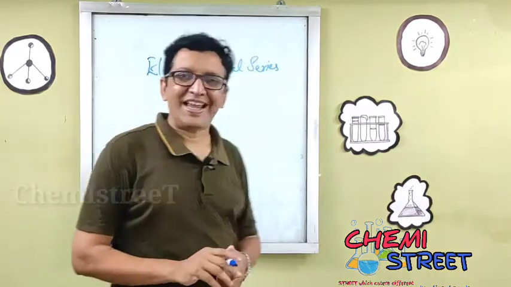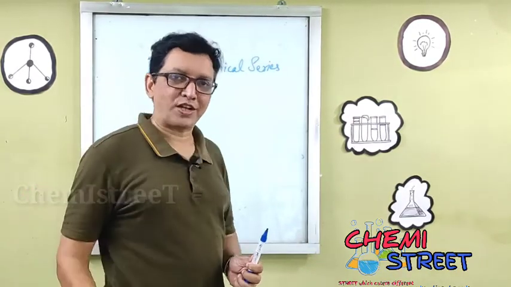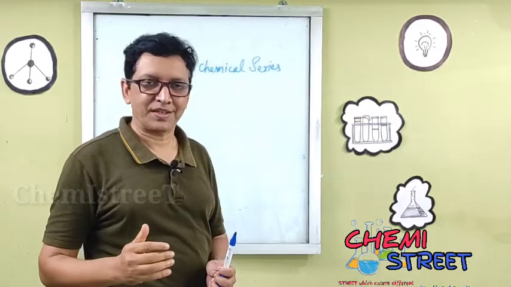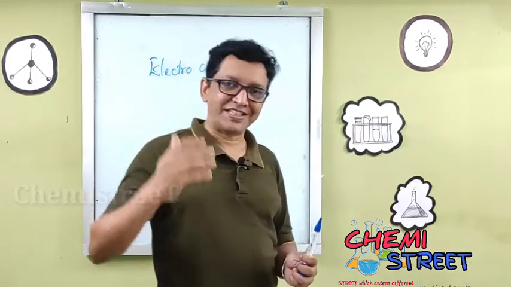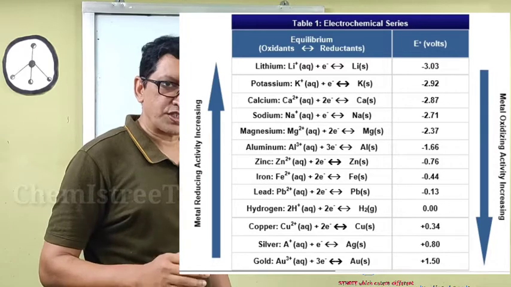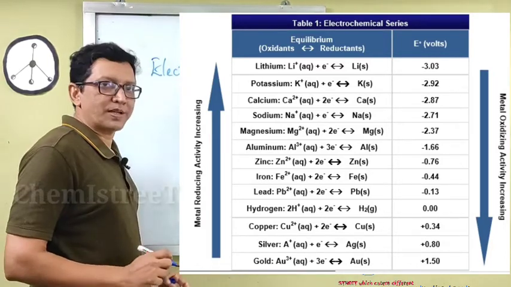Electrochemical series is the arrangement of various elements in the increasing order of the electrode potential or the increasing order of the reduction potential. All the elements can be arranged in their increasing order of reduction potential or electrode potential, and that particular arrangement is known as what? It is known as the electrochemical series.